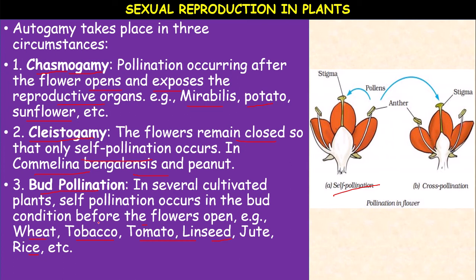Here the self-pollinated flowers develop many devices, like direct touch of anthers and stigma at maturity by bending of the filaments of the stamens on the stigma. In Mirabilis jalapa it occurs, or by curving of the style to carry the stigma onto the ripe anthers. In Solanum tuberosum, in brinjal, it occurs. Let us proceed.